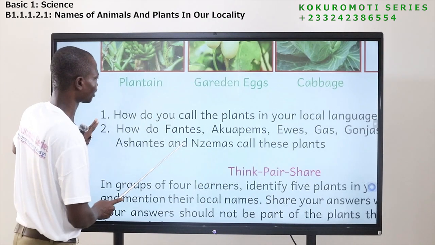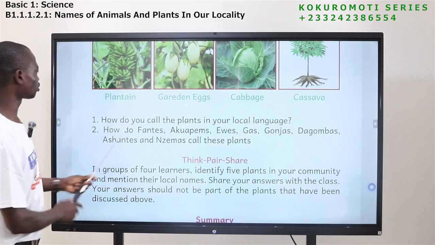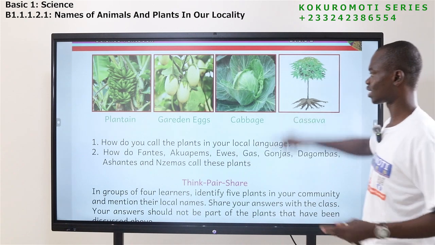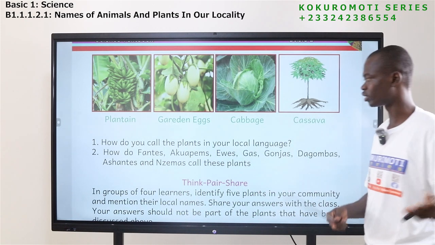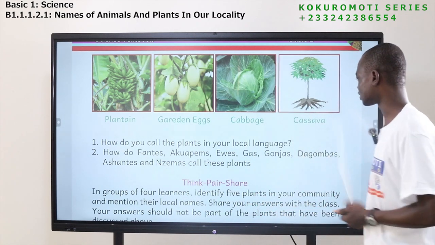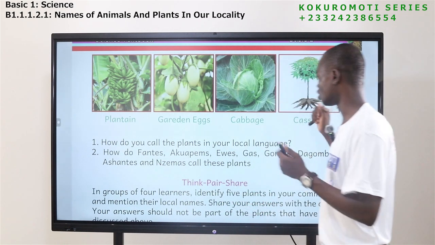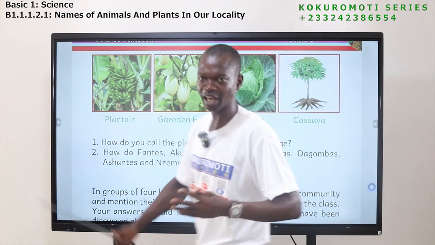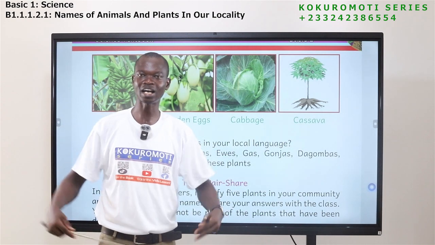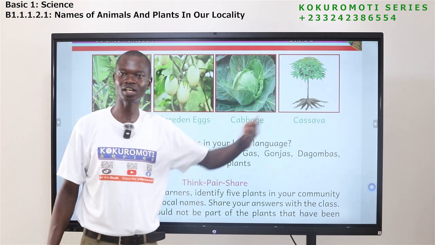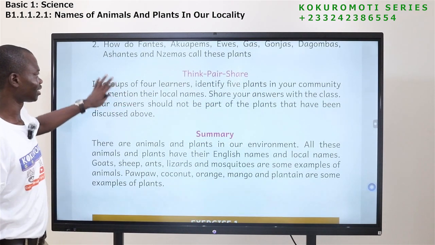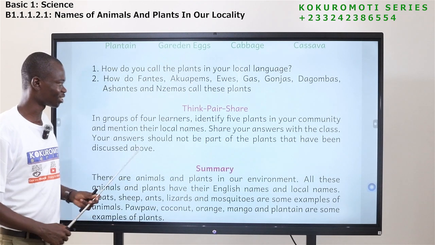So that is that. Now let's look at how you call the plants in your local language. The plants that we mentioned, the garden eggs, the plantain, the cabbage, the cassava, how do you call them in your local language? Tell me in the comment section. How do Fantis, Akuapim, Ewes, Gas, Gonjas, Dagombas, Ashantis, and Zimas call these plants? The other tribes in Ghana, and other people outside Ghana, please tell me how you call these plants in your local name. Just look at it and send your answers in the comment section.